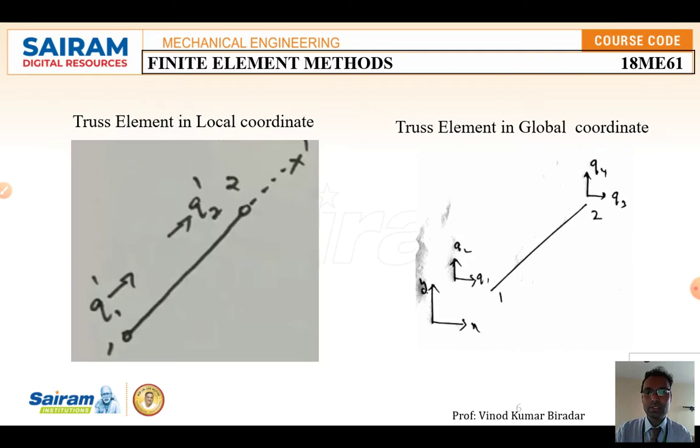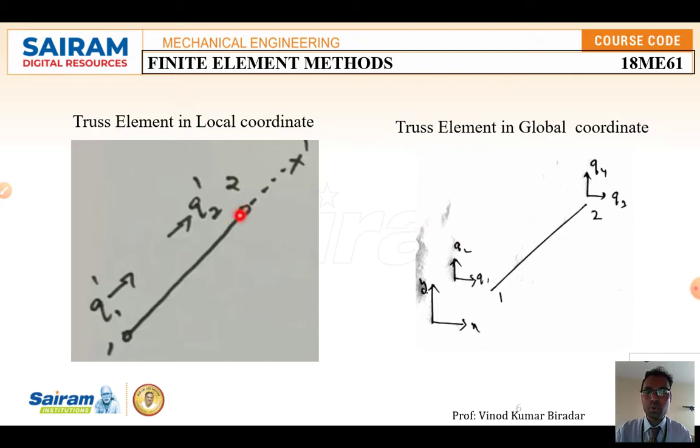Next is the coordinate system: how to denote the truss element in local and global coordinate systems. In local coordinates it looks like a 1D element, and in global coordinates it looks like a 2D element. Look here, this is an element with node number 1 and node number 2. q1 dash is the displacement at node 1, and q2 dash is the displacement at node 2. Coming to the global coordinate system, each node has 2 degrees of freedom along x and y. At node 1, the 2 degrees of freedom are q1 and q2; at node 2, they are q3 and q4. This is the difference between the local and global coordinate systems.